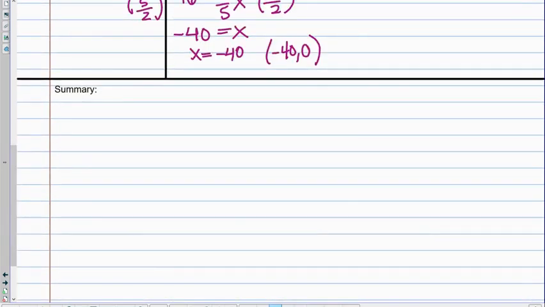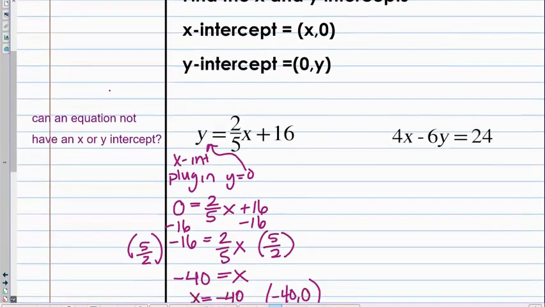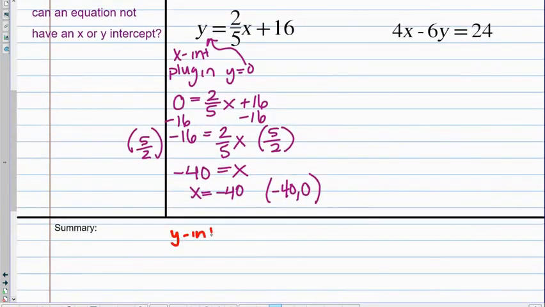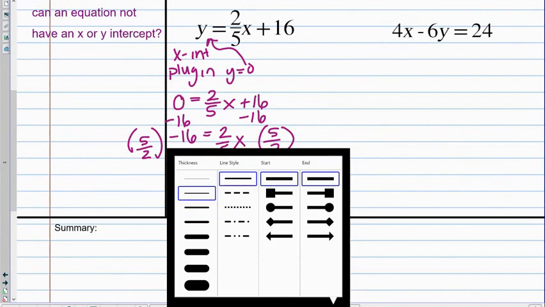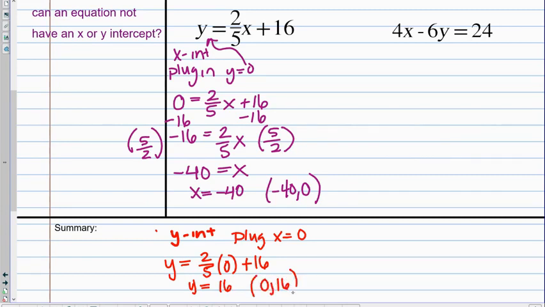My y-intercept, I'm going to plug in 0 for x. I'm struggling here. So the y-intercept, plug in x equals 0. So I'm going to say y equals 2/5 times 0 plus 16. This one's nice and easy. 0 times anything is 0, so y equals 16. And your y-intercept then is 0, comma 16.